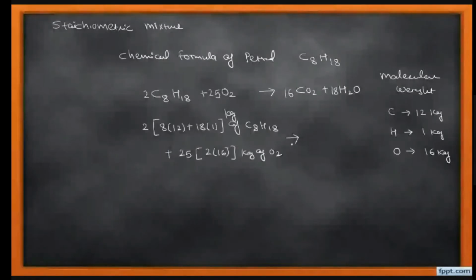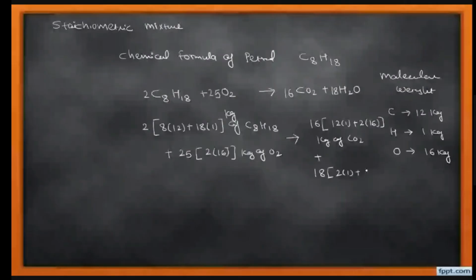It produces the products: 16 in the bracket, carbon having 12 as a single atom, then 2 oxygen atoms having 16, so that much kg of CO2 is there, plus water. Water is 18 times 2 into 1 plus a single O of 16, so 18 in brackets, 2 into 1 plus 16, that is the kg of water, or we can write H2O.